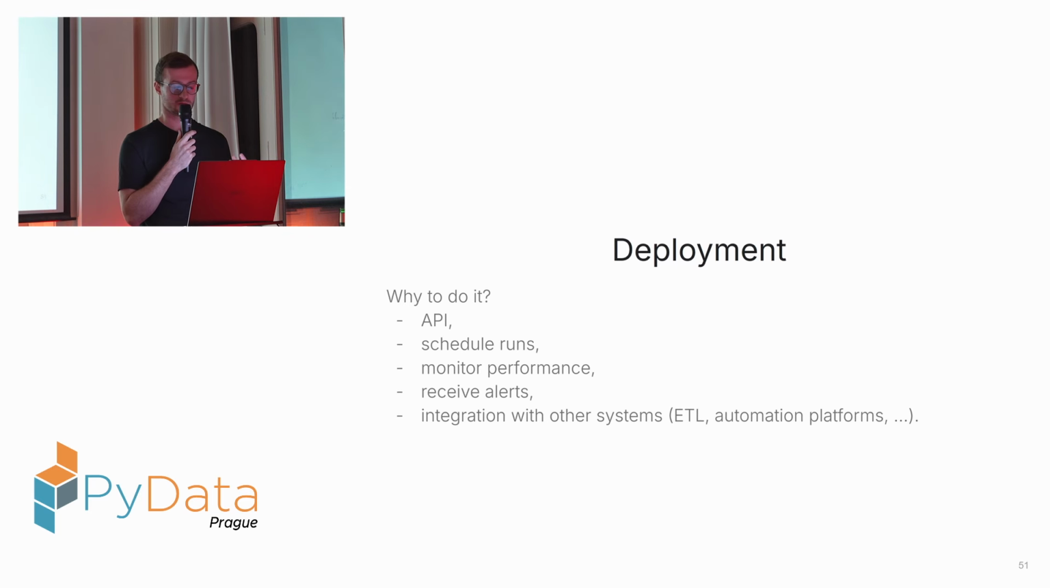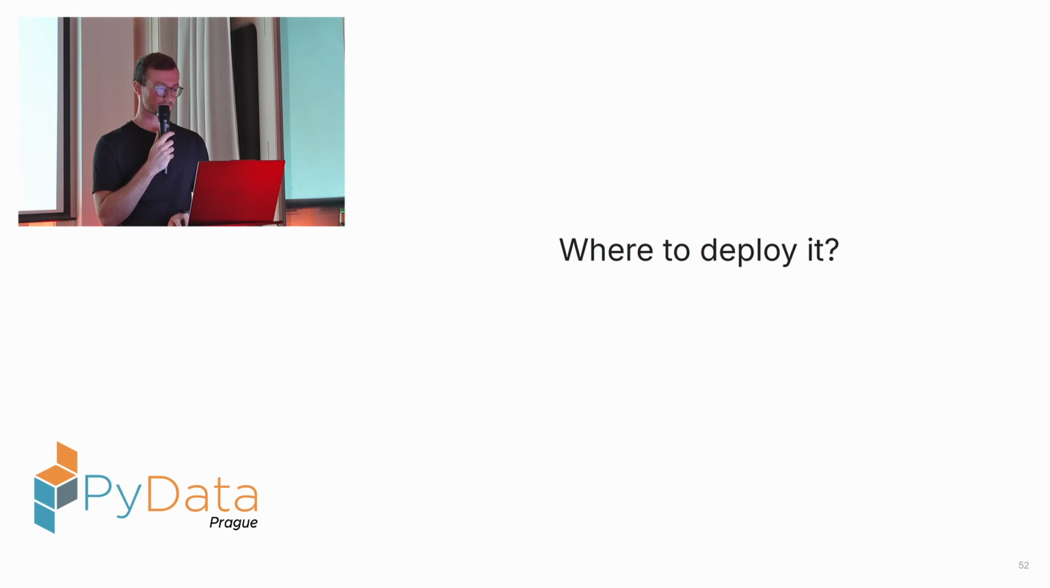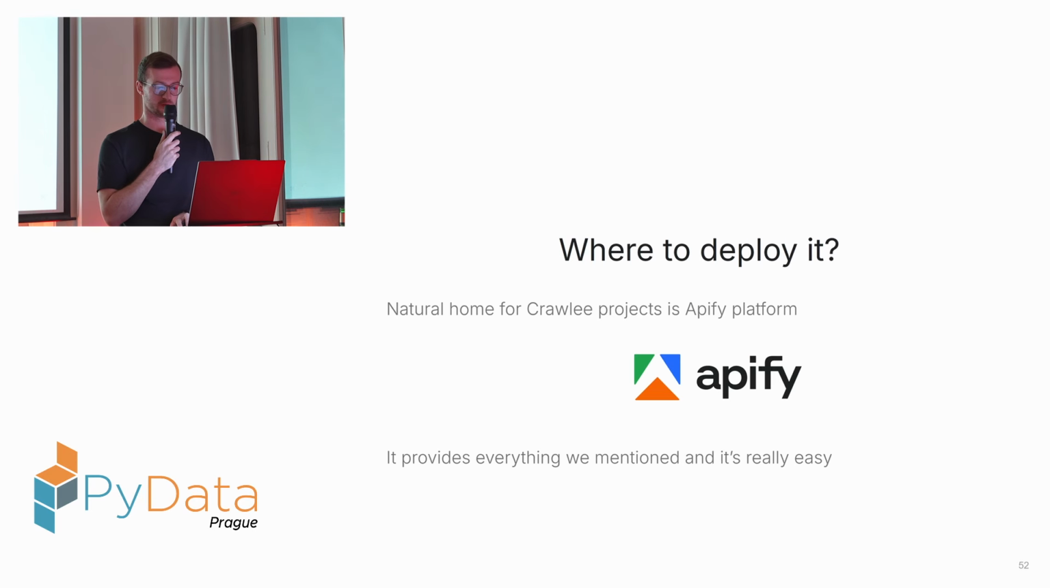And now, when our scraper is ready, we might want to deploy it somewhere. Why should we do it? Maybe we want to call the scraper via API. We want to schedule its runs. We want to monitor its performance, receive alerts when something goes wrong, or integrate it with other services, ETL platforms, or automation tools. So where are we going to deploy it? The natural home for Crawlee projects is the Apify platform. It provides everything we mentioned, and it's easy to use.